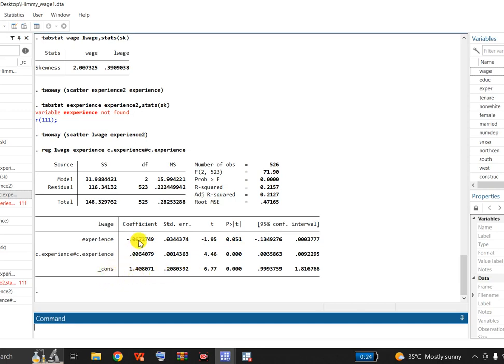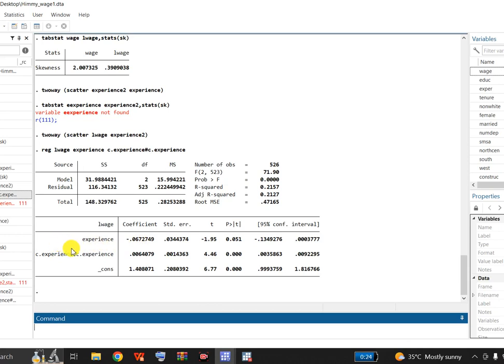So this means that initially the log of wage decreases with experience, but after some time it increases, and it then increases at an increasing rate.